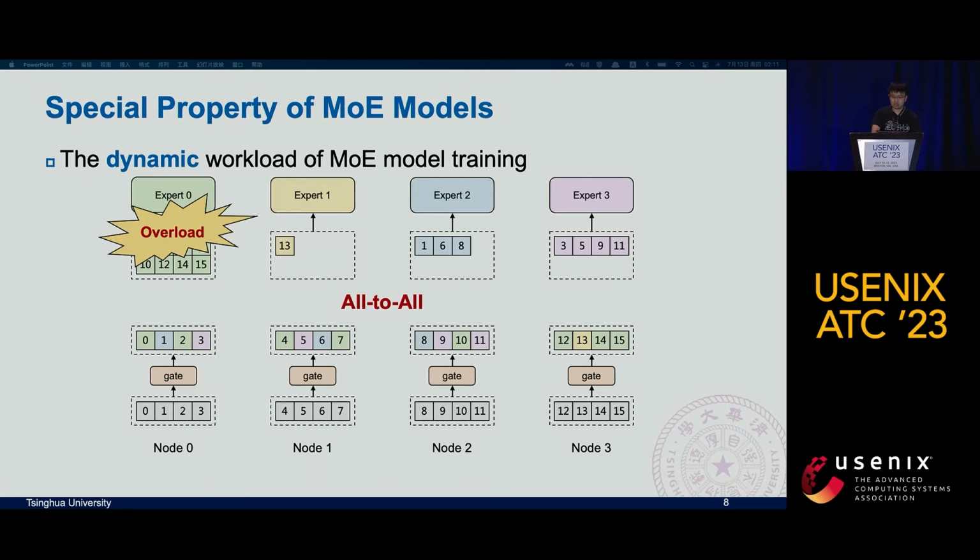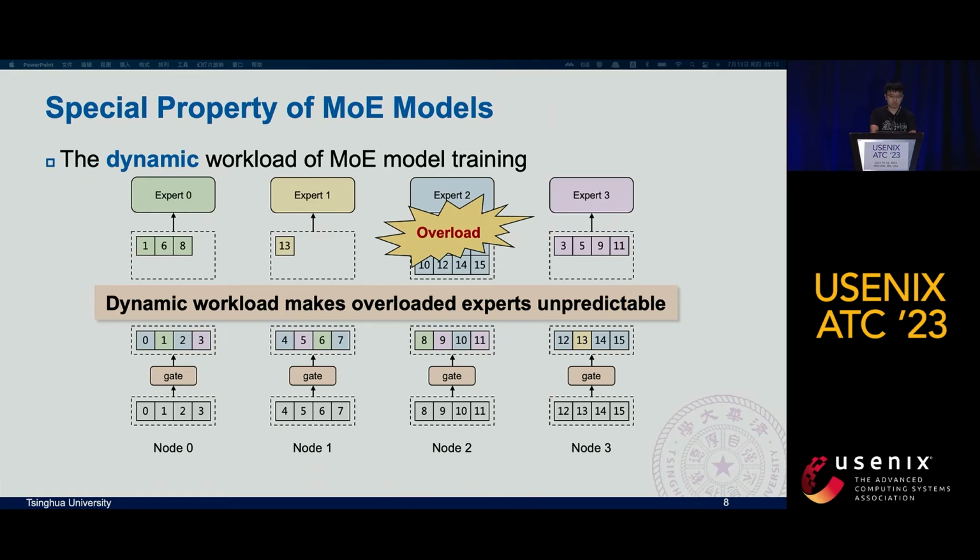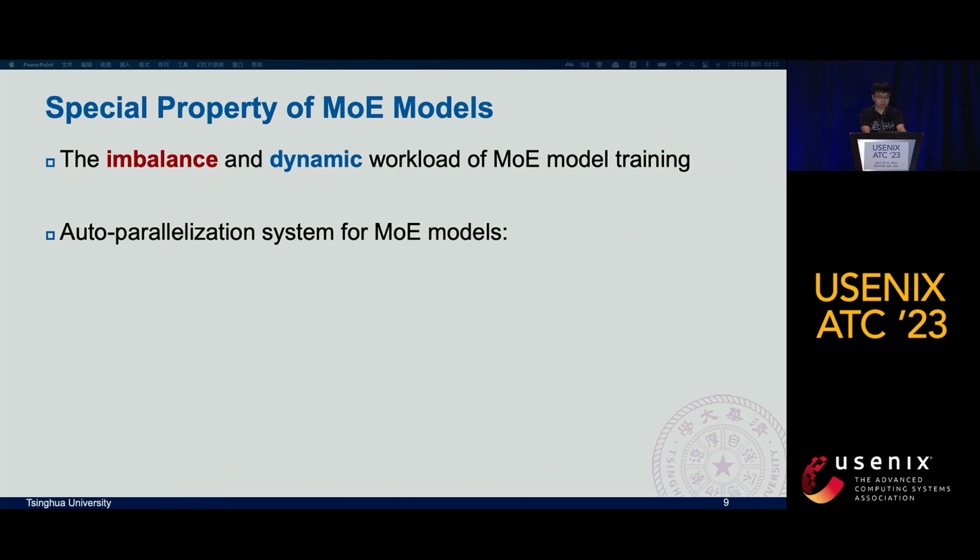In addition, MoE models have a dynamic property. The activated experts change from one iteration to another. So it's very challenging to predict the overloaded expert. Actually, the dynamic workload makes the experts unpredictable. Given these two properties, an ideal system should satisfy two requirements.